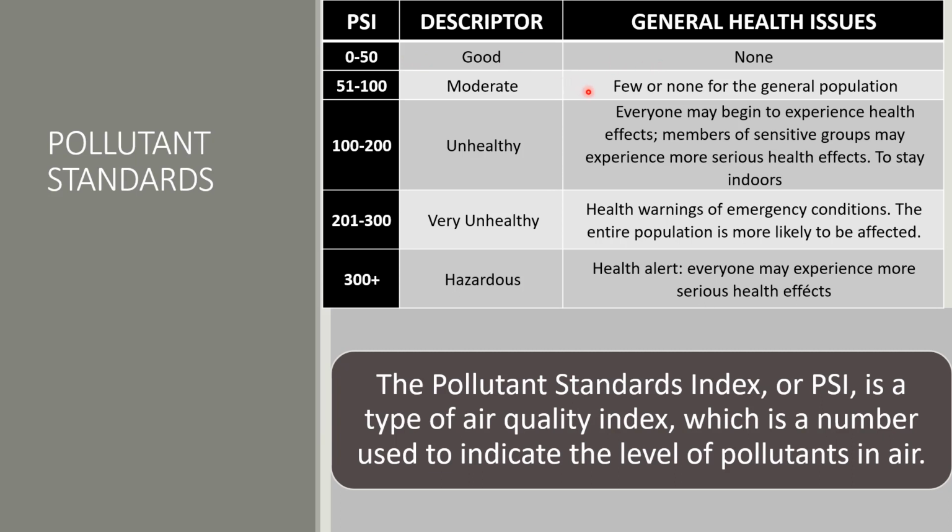For moderate we have few or no effects for the general population. For unhealthy, everyone may begin to experience health effects, and members of sensitive groups may experience more serious health effects and should stay indoors. For very unhealthy PSI, we have health warnings of emergency conditions, and the entire population is more likely to be affected. Finally, we have the hazardous PSI, the health alert: everyone may experience more serious health effects.